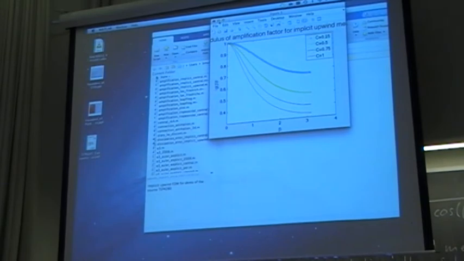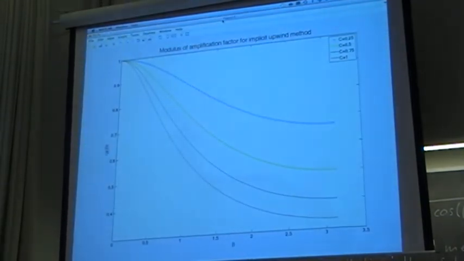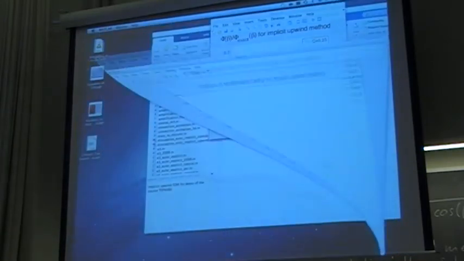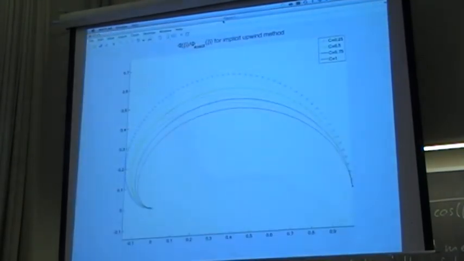phase errors. Regarding the dissipation error, we see a similar picture. Also, as it should be 1, and as we increase the Courant number, it gets smaller and smaller, and as we just discussed here, if we take very large Courant numbers, this will go to 0. So those are the classical plots, and if we look at the polar plots, then they look like this.